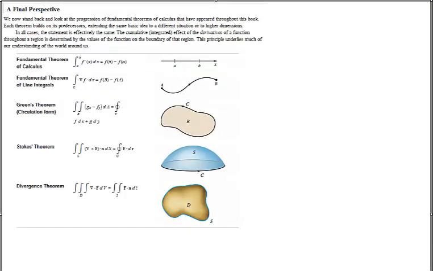And then the last slide is just a summary of the different theorems that we've gone through in this calculus sequence. Fundamental theorem being covered in Calc 1.